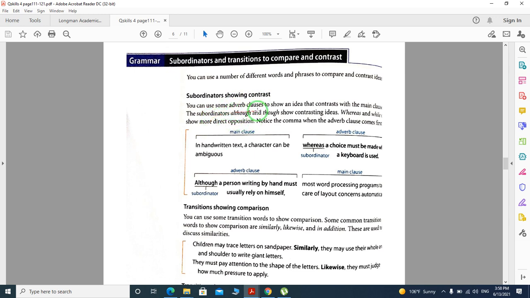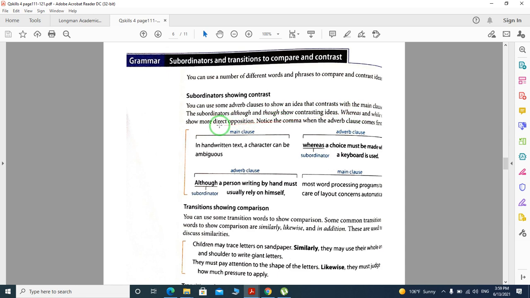You can use some adverb clauses to show an idea that contrasts with the main clause. So subordinators, they make different kinds of clauses. The subordinators make noun clauses, adjective clauses, and adverb clauses. One kind of adverb clause is adverb clause of contrast or adverb clause of concession. The subordinators although and though show contrasting ideas. So these are the subordinating conjunctions or subordinators that you can use to show contrasting ideas.